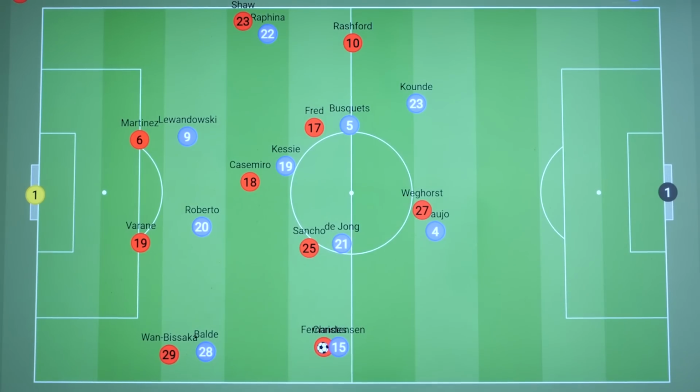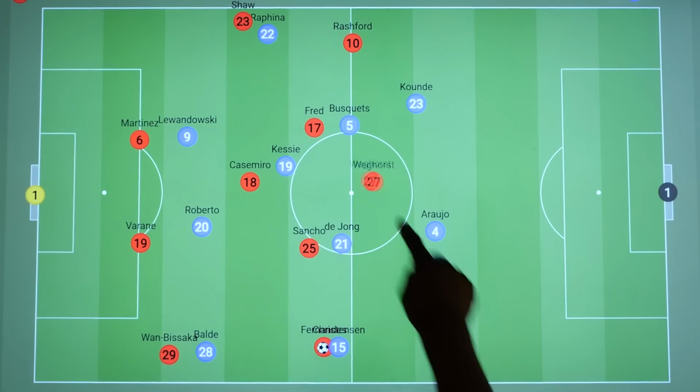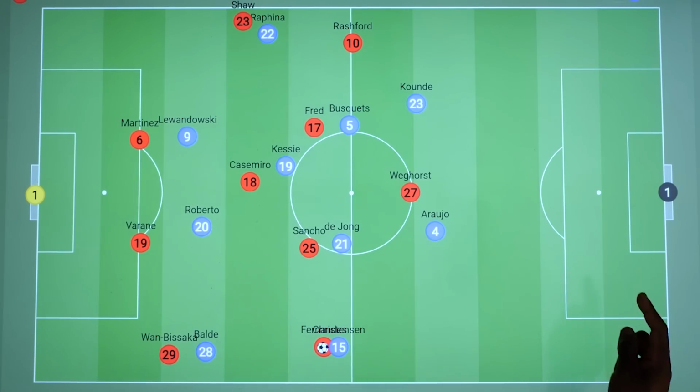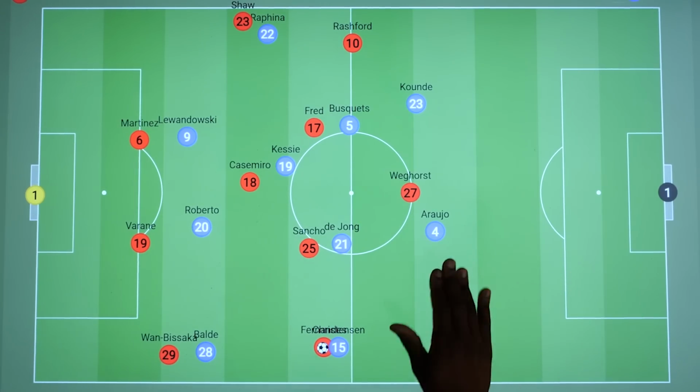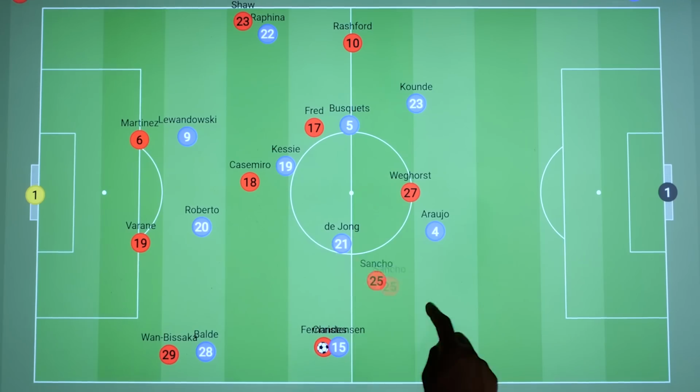This decision was also made easier by the fact that Weghorst is not quick enough to make the most of this space, especially with the pacey Araujo playing centrally, while Sancho's runs could be easily tracked by De Jong if they did come, as Sancho is also not the quickest.